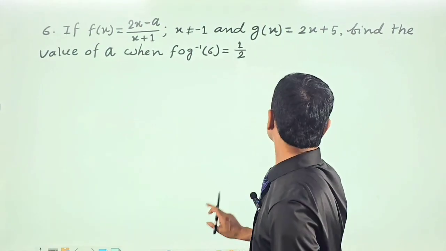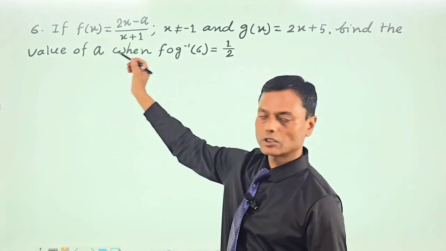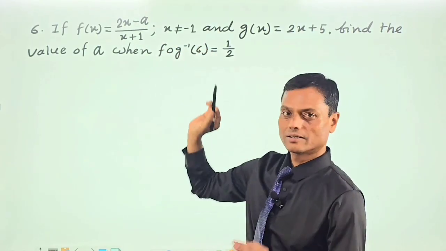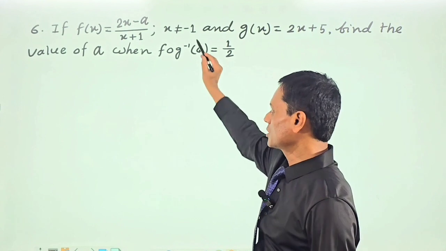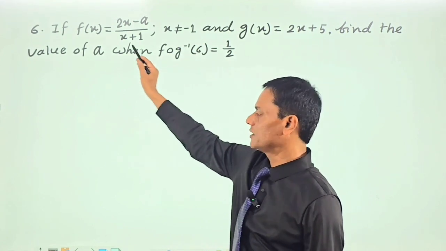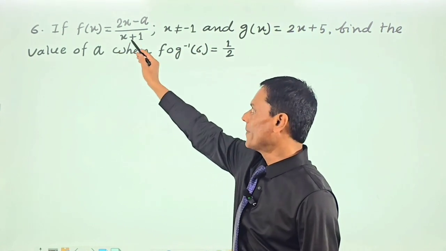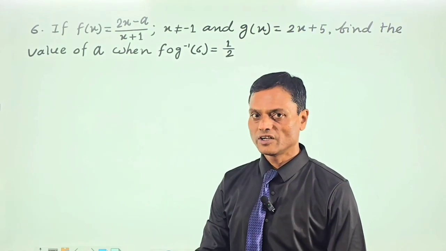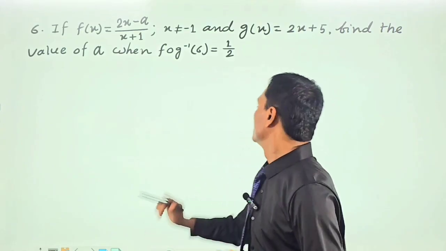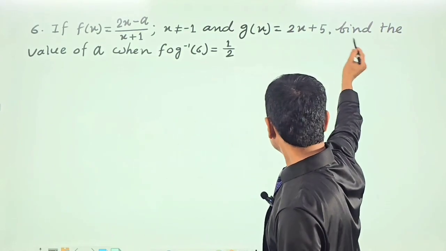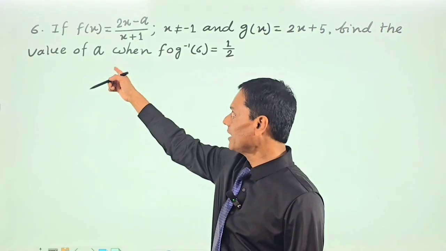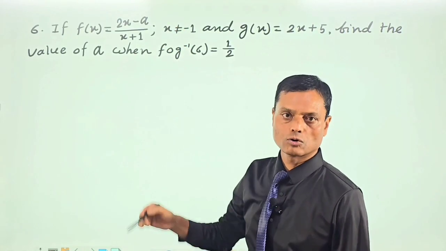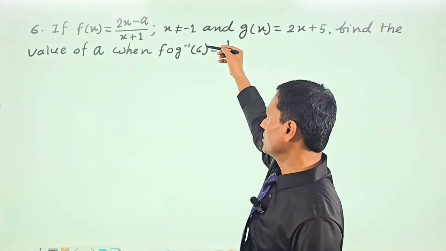Next question we have here. If fx equals (2x minus a) over (x plus 1) and x is not equal to minus 1. Why? Because if x becomes minus 1, x plus 1 becomes 0, and any number over 0 is infinity, undefined, so we cannot solve it. And gx is given as 2x plus 5. Then we have to find the value of a here in the question, when f of g inverse 6 equals 1 by 2. Not to get confused, it is f of g inverse 6.